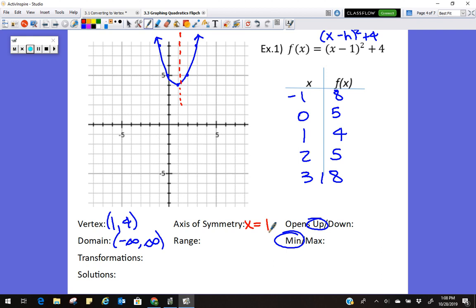The range, now this one, the lowest value in the vertex is 4. The y value is 4, so that means the range has to be y is greater than or equal to 4. And transformations, the transformations would be that it moves right 1 and up 4. The solutions would be none, because does this parabola touch the x-axis? No, it does not.